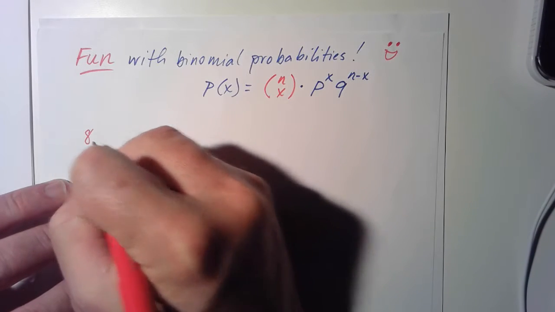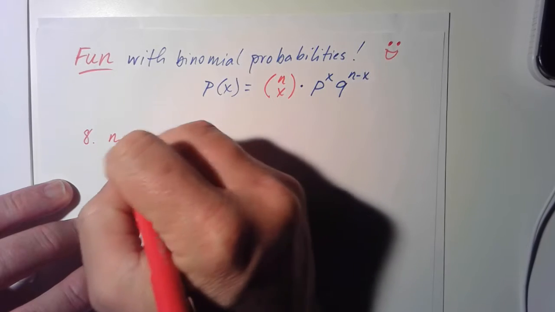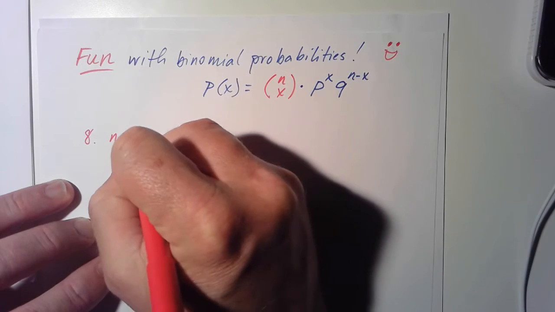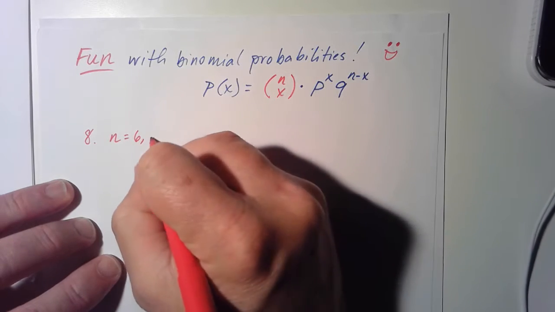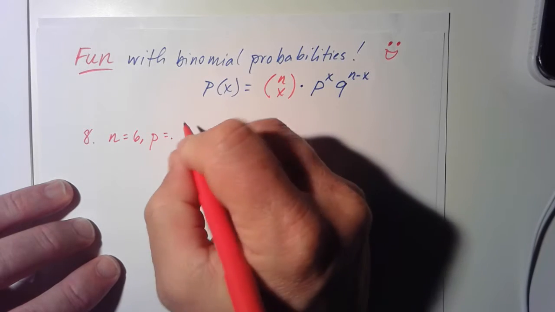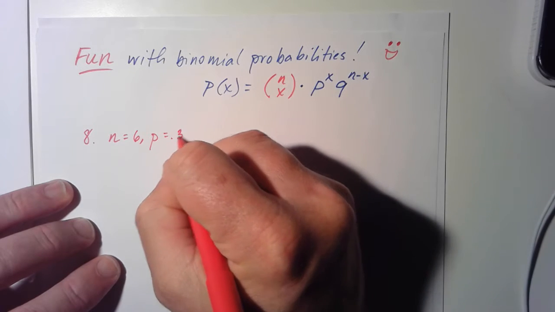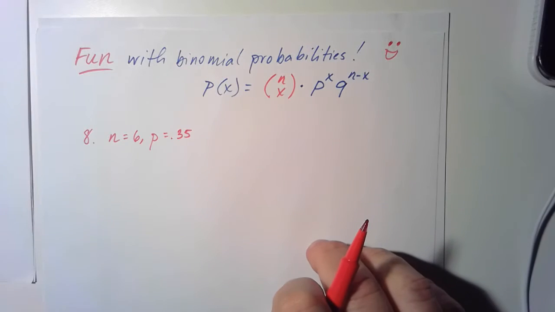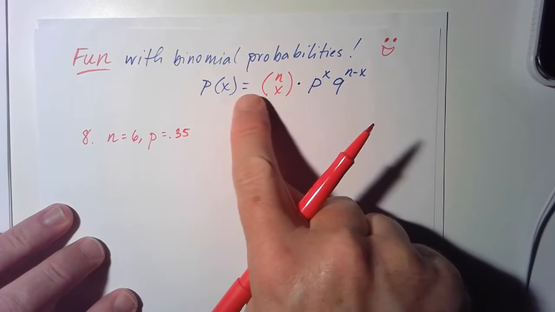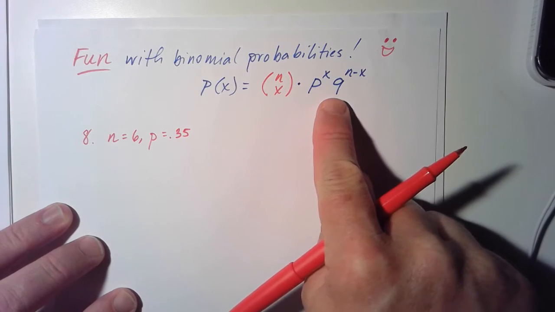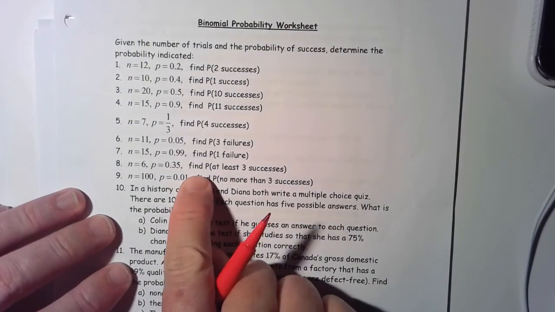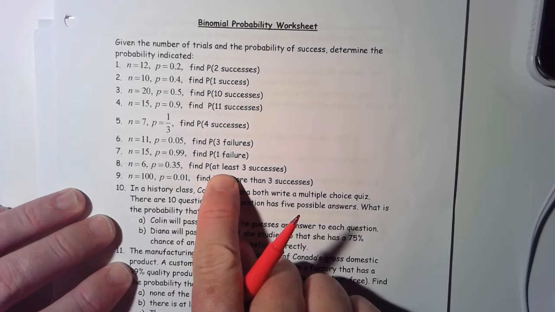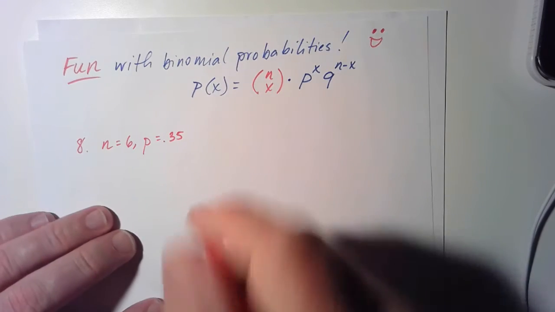Number 8 gives us an N and a P. And then what does it say for X here? Now, here's the formula, but I am going to show how to use the calculator. This says, find the probability of at least 3 successes. And we do want to think about what that means.